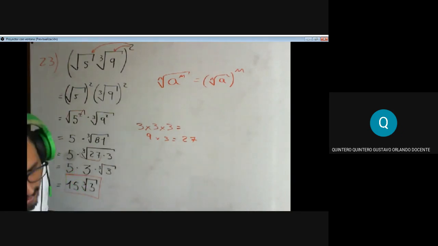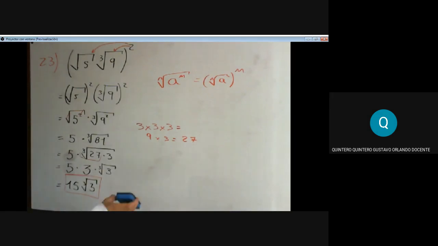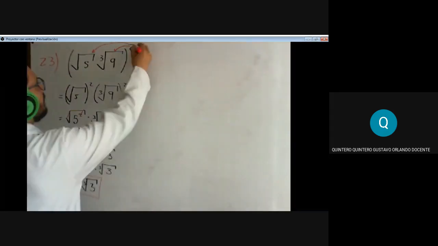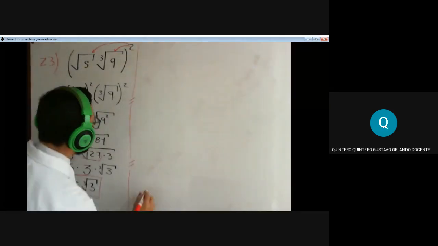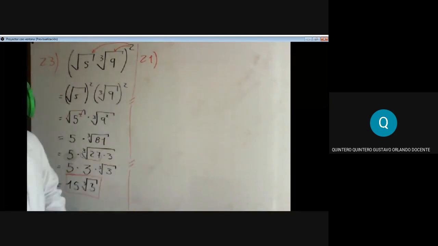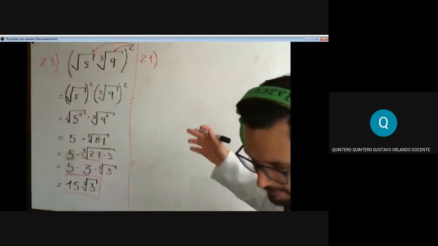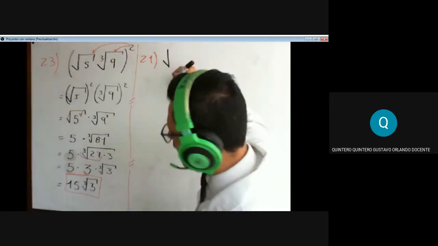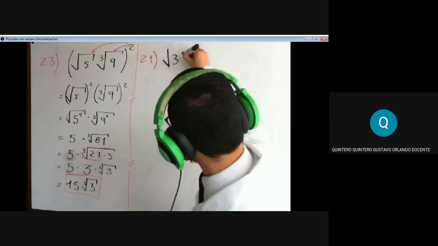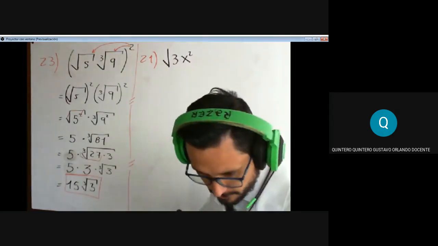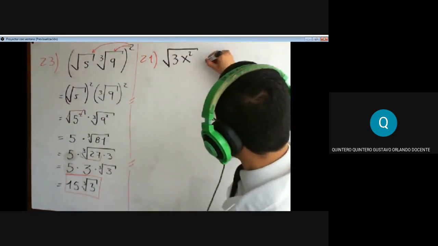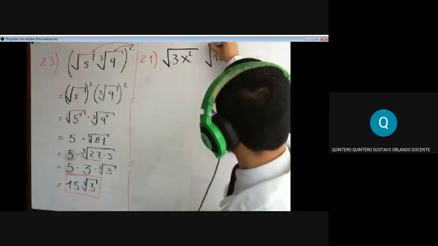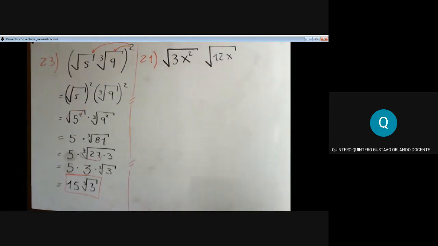Here it is. Okay, it is kind of the same, but I can see there is a difficulty, so let me change it. Let me do it for all of you. Number 21. All right, the question says, simplify the following expression: the square root of 3 times x squared, by the square root of 12 times x. Beautiful.